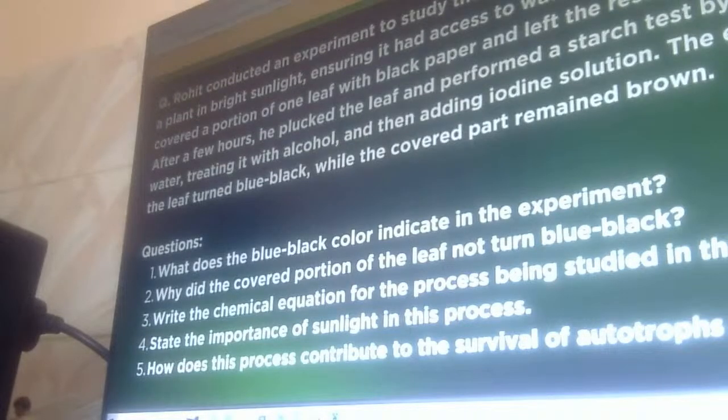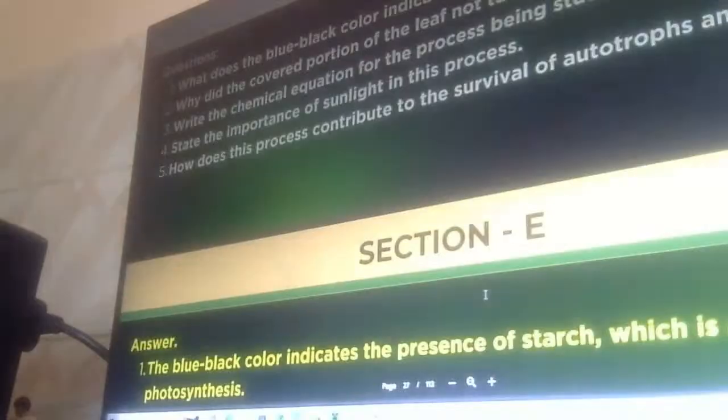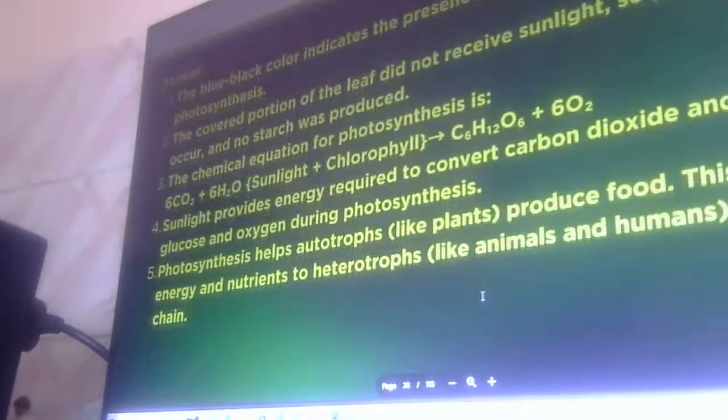The chemical equation is this one, photosynthesis. 6 CO2 plus 12 H2O in the presence of sunlight and chlorophyll gives us C6H12O6 plus 6 O2 plus 6H2O. Importance of sunlight. Sunlight is required in photosynthesis to make glucose. It contributes to the survival of autotrophs and heterotrophs. Autotrophs make food on their own, and heterotrophs eat the autotrophs, so either way we need that.